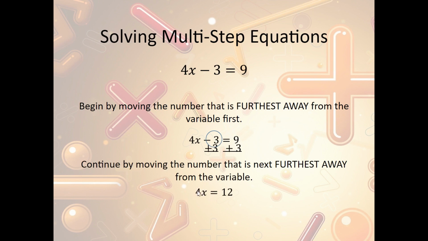Well, the only number that's left is the 4, so we're going to get rid of that one next. So we have 4 times x is equal to 12. So we're going to undo multiplication by dividing. So we divide both sides by 4. And we get x by itself is equal to 12 divided by 4 is 3. So in this case, we get x equals 3.